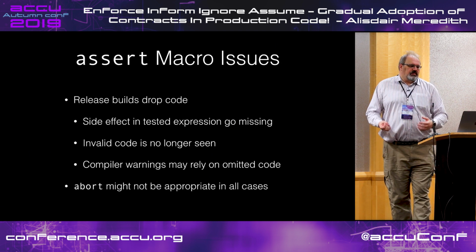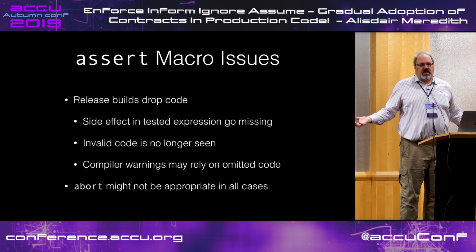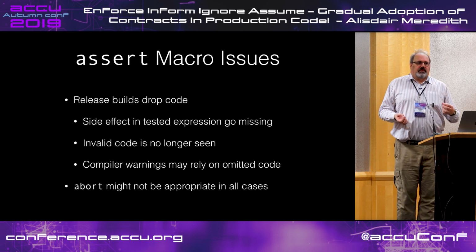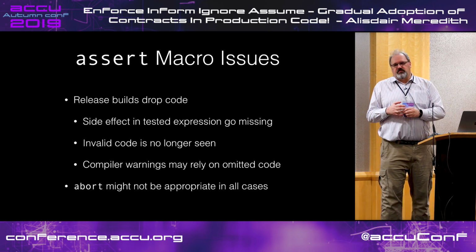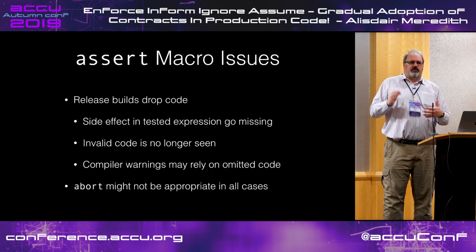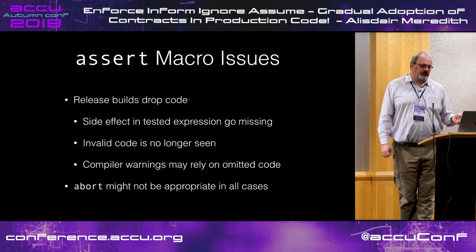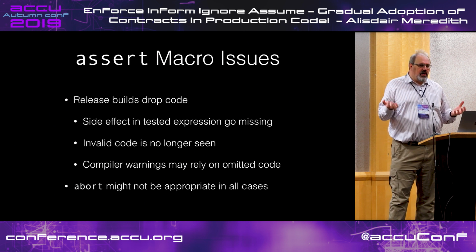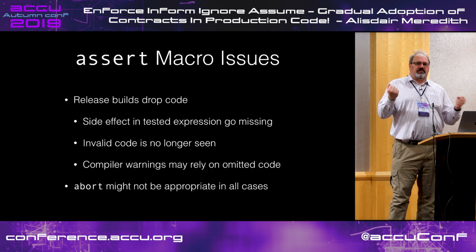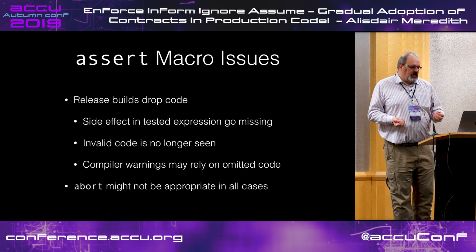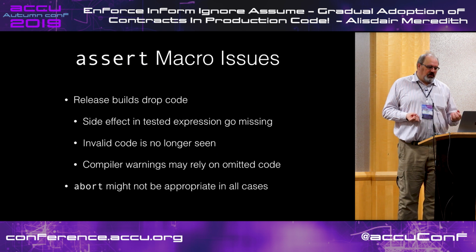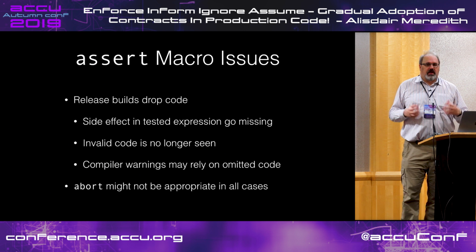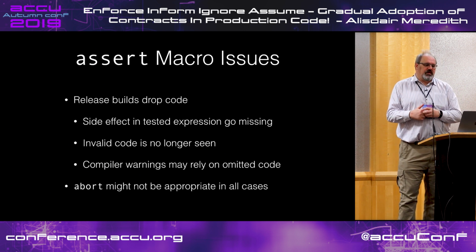So, key issues. The release build just eliminates code, so it's no longer being checked unless you're running without the ndebug macro. So, if name lookup fails or you've got some funky syntax errors in there, they might not be detected for quite a while until somebody builds in the other build mode. Side effects, because of the nature of macros, are going to go missing when you start testing with them without those ndebugs, and that can be surprising. As invalid code is no longer seen, compiler warnings in subsequent code may rely on that omitted code. And the abort behavior is not appropriate in all cases.